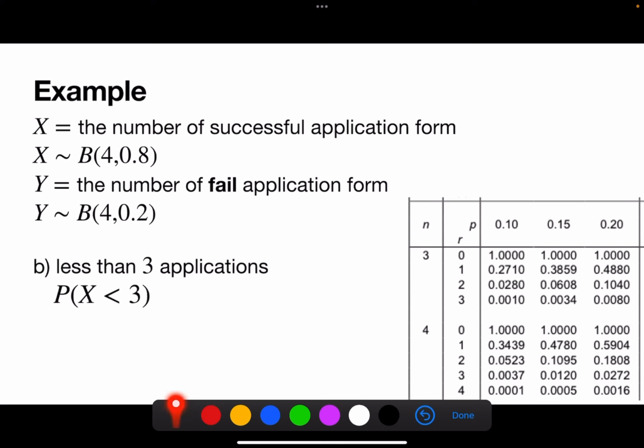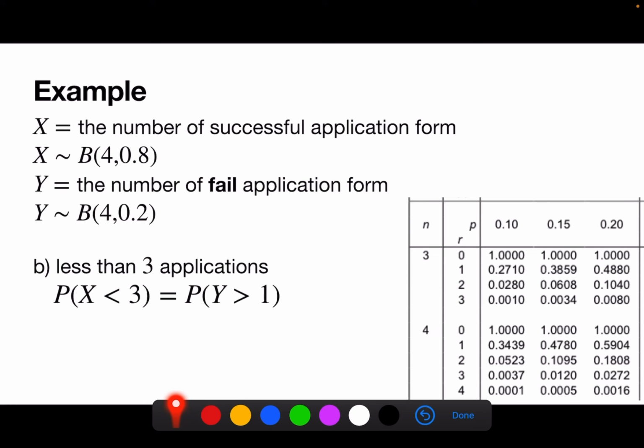Now let's look for the probability that less than 3 applications. Probability x less than 3. Change the variables: x becomes y, less than becomes greater than. Where does this 1 come from? 4 minus 3. 4 minus 3 is 1.